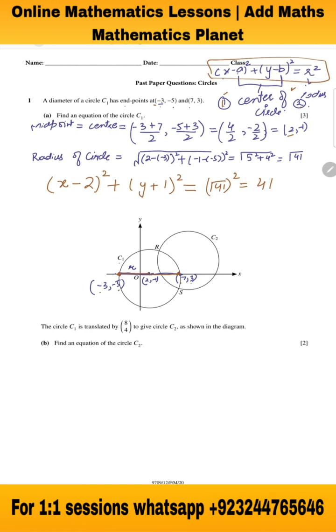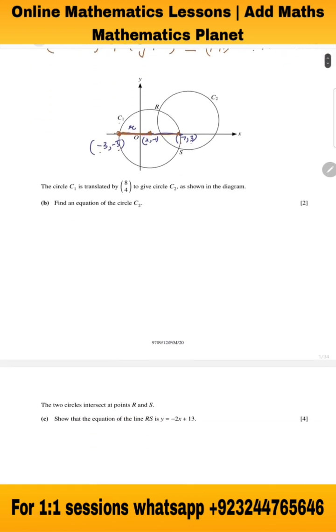To find the center of the circle, we can find the midpoint. To find the radius of the circle, we need to calculate the distance formula from any one point of the circle to the center of the circle. This will give us the radius. So after calculating the center and the radius, we can put them in the equation and we will get the equation of the circle.